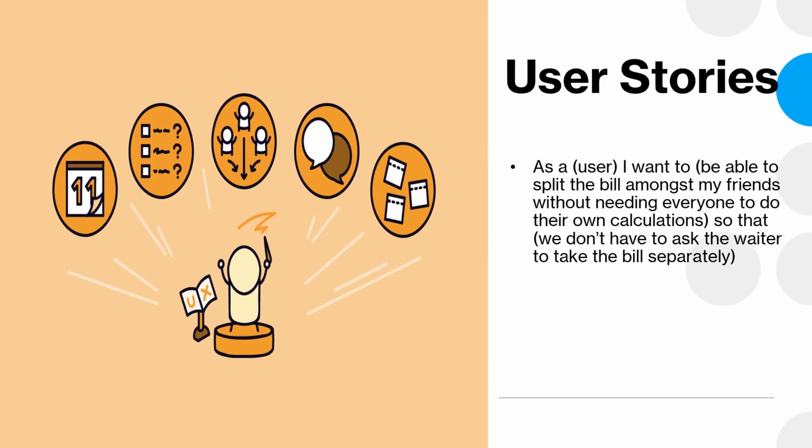So I've just put what we've just discussed into a context, or into a story, to build our user story, so you guys can see exactly how to do it. So as a user, I want to be able to split the bill amongst my friends without needing everyone to do their own calculations, so that we don't have to ask the waiter to take the bill separately. So we took the goal and the frustrations of the user and we put them into a context, so we're trying to see everything from the perspective of the user.